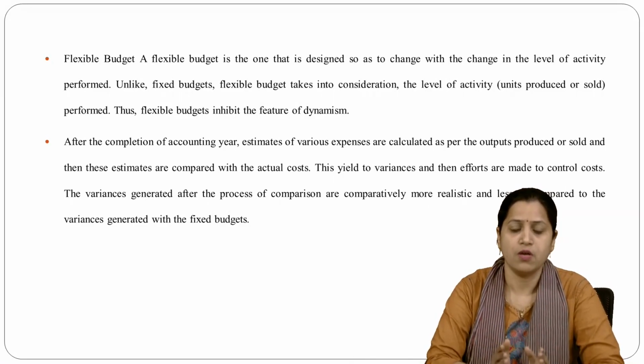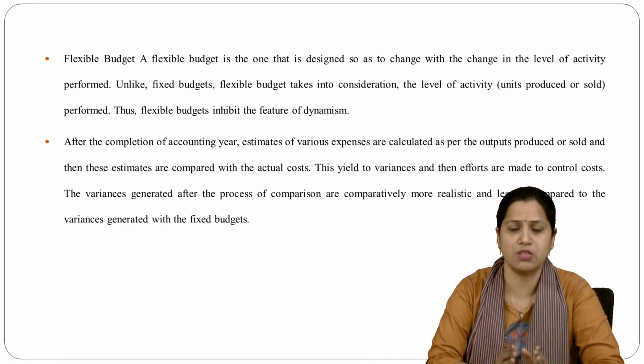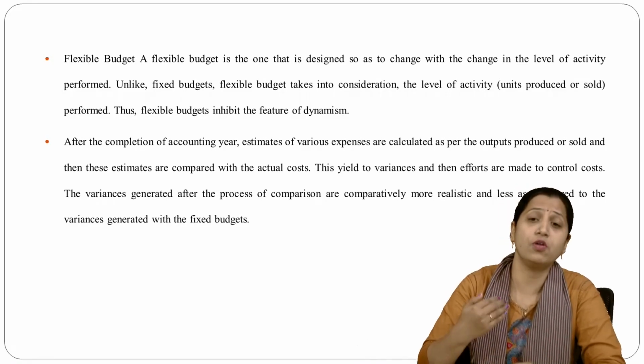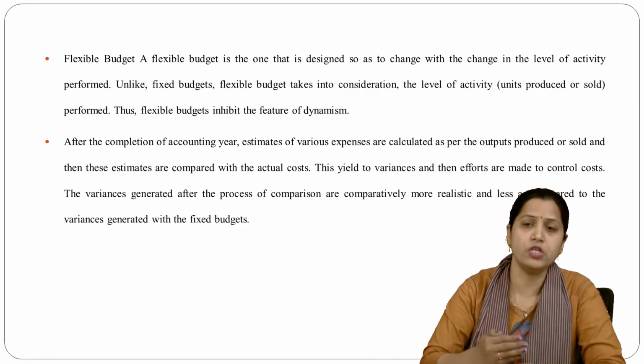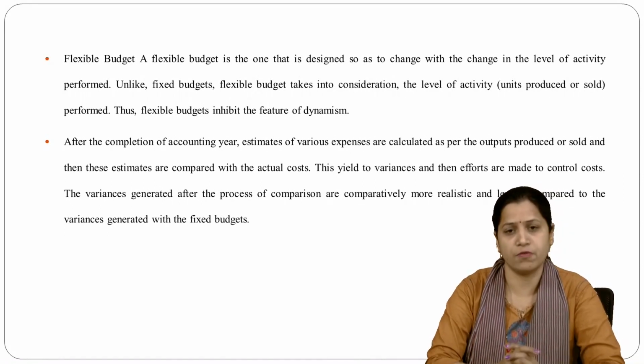Unlike fixed budget, what happens in the fixed budget? The variable remains the same. That means there is no change in the fixed budget. While in flexible budget, it takes into consideration the level of activity that occurs, means the units produced or units sold that is performed. Thus, flexible budget exhibits the feature of dynamism.